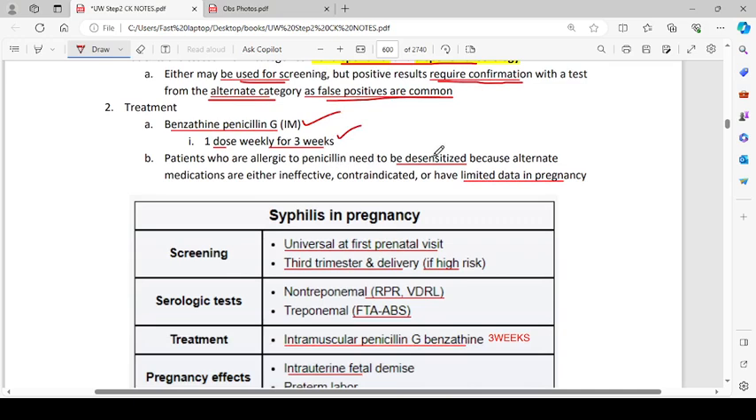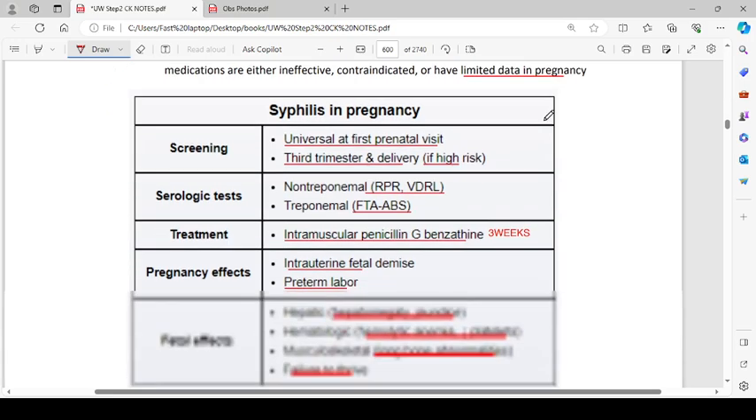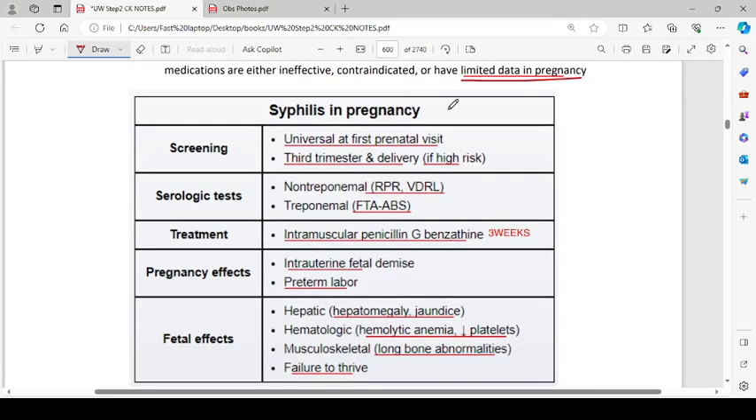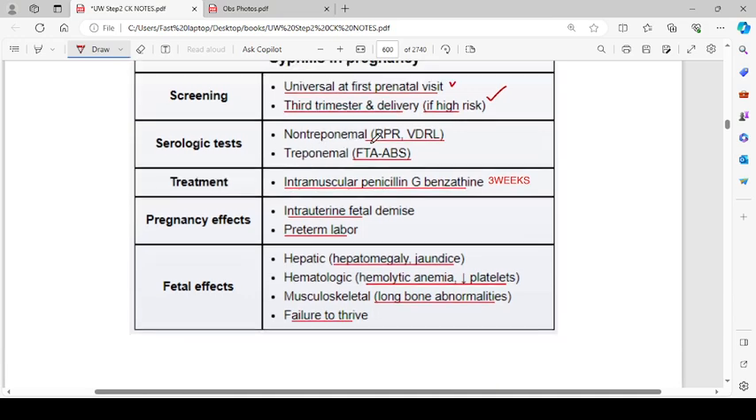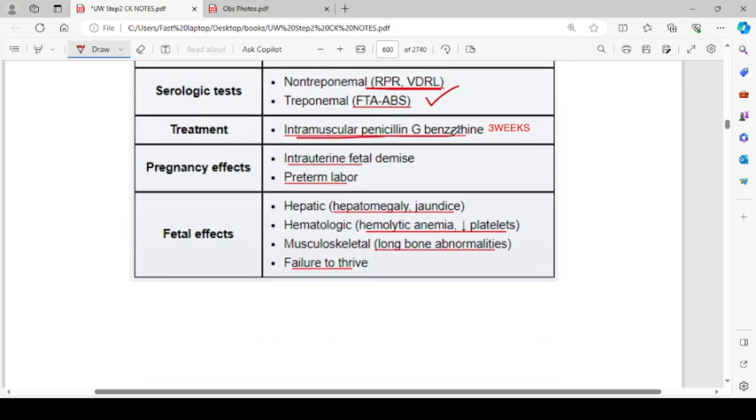Patients who are allergic to penicillin need to be desensitized because alternate medications are either ineffective, contraindicated, or have limited data in pregnancy. Syphilis in pregnancy screening is universal at first prenatal visit, third trimester, and delivery if high risk. Serologic tests, non-treponemal: RPR and VDRL. Treponemal is FTA-ABS. Treatment, intramuscular penicillin G benzathine for 3 weeks. Pregnancy effects are intrauterine fetal demise and preterm labor. Fetal effects include hepatic, that is hepatomegaly and jaundice, hemolytic anemia, and decreased platelets, musculoskeletal long bone abnormalities, and failure to thrive.